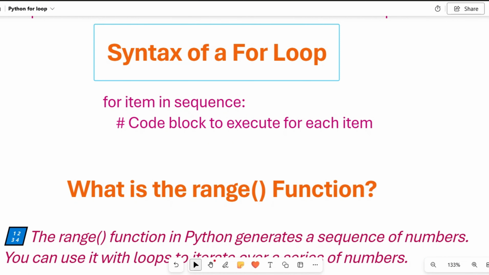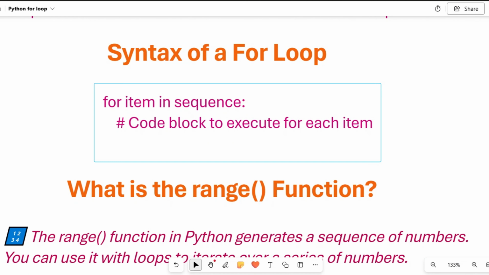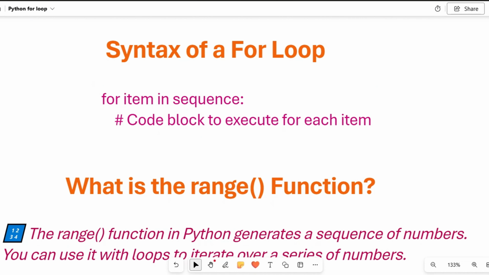So what is the syntax of a for loop? The syntax of a for loop is: for item in sequence, followed by a code block to execute for each item.